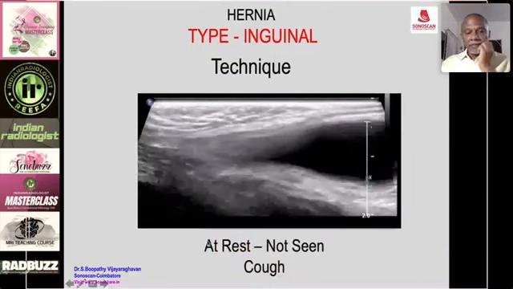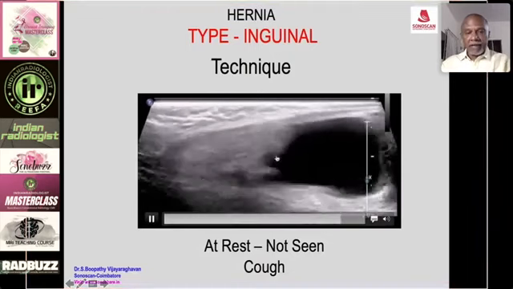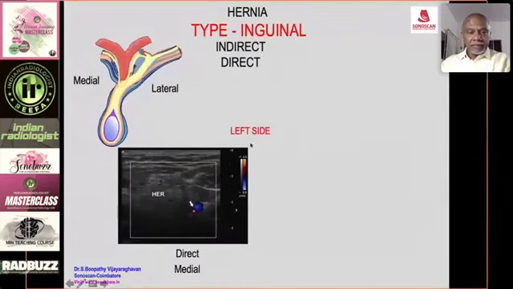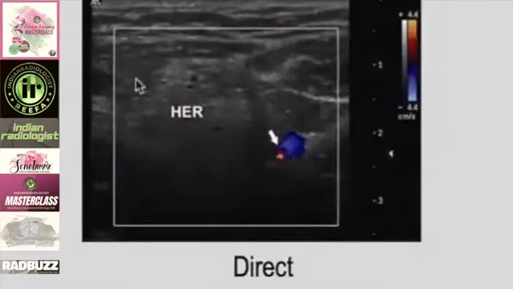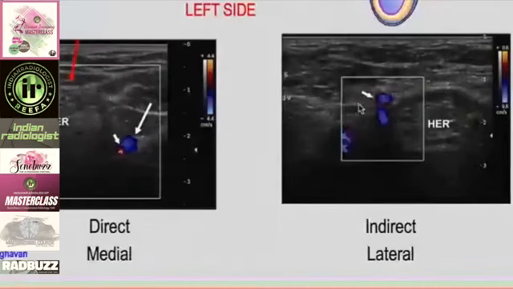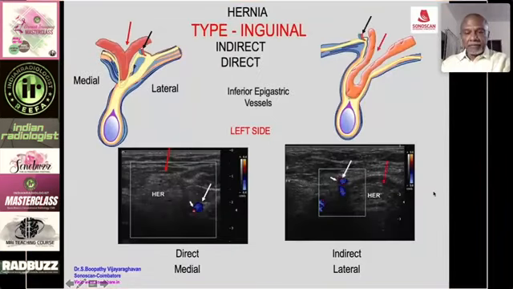Now here it is not present at rest, but when the patient coughs, you get the omentum bulging into the sac. So this is again the technique of eliciting inguinal hernia. So as I said, this is on the left side. So this is direct inguinal hernia. You see the pubic symphysis, the inferior epigastric vessels, and the hernial sac is medial. Whereas in the indirect inguinal hernia, that is the inferior epigastric vessels, pubic symphysis, and the hernial sac is lateral to the inferior epigastric vessels. Now, in the present day of laparoscopy, this differentiation is not essential.